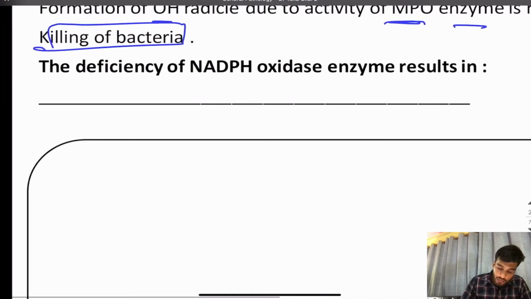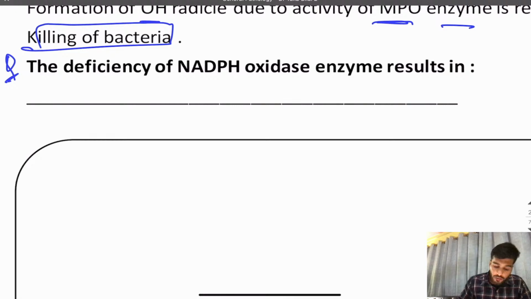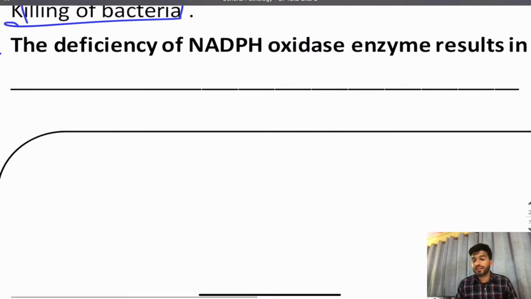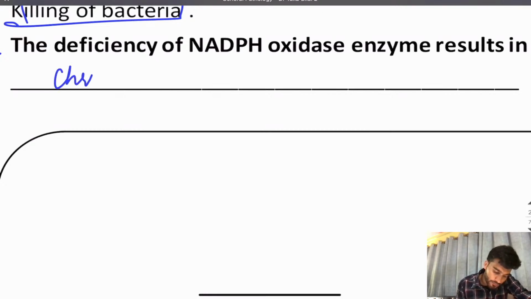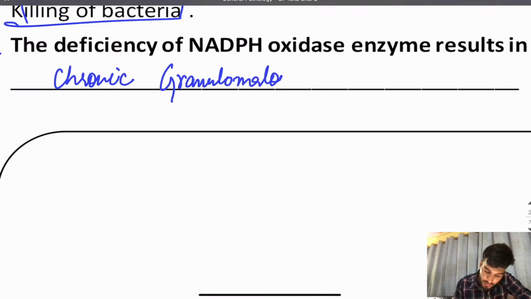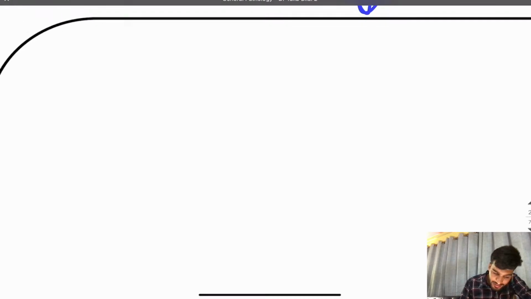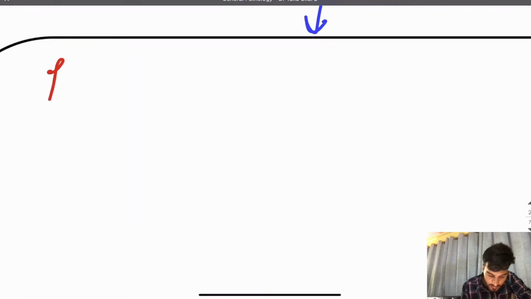And the important thing you have to remember, a question favourite, is that if there is a deficiency of this enzyme, we have a classical condition called chronic granulomatous disease. If there is a deficiency of NADPH oxidase, what is the condition, guys? Chronic granulomatous disease. The patient of this chronic granulomatous disease will have repeated attacks of infections.